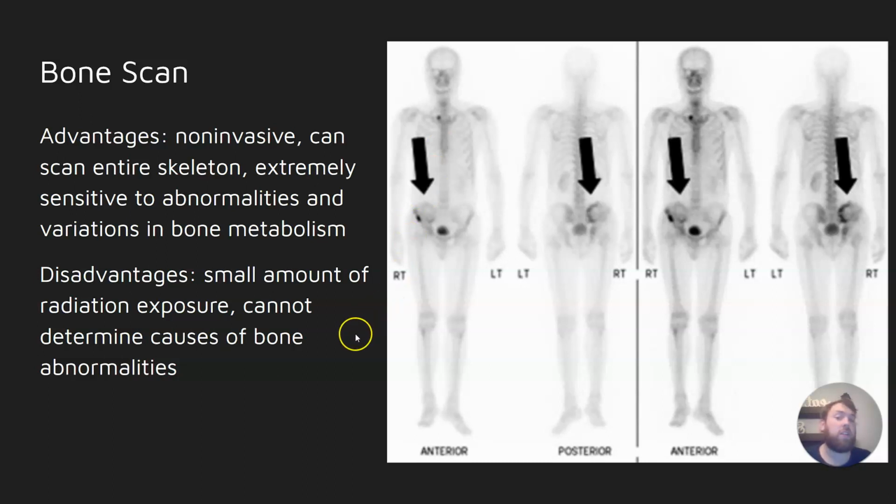The disadvantages, of course, is that there is a small amount of radiation and it can't determine the actual cause of the bone abnormalities. We would still have to do some other kind of imaging to really look at what's going on specifically with that bone itself. But it's a good way to figure out exactly where we might have, let's say, an osteosarcoma, a tumor in a bone. We can see exactly that that would be in the pelvis right here, so we can take a look at it using a different imaging service.